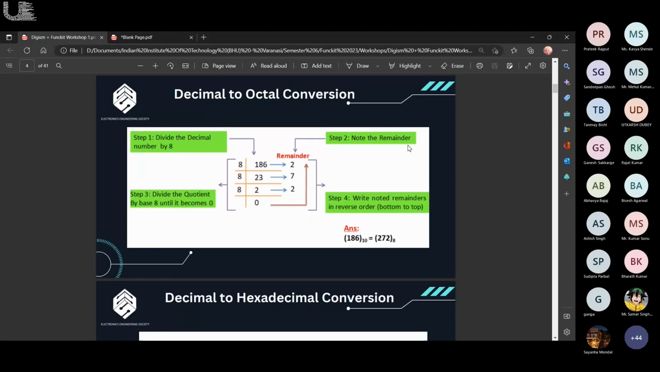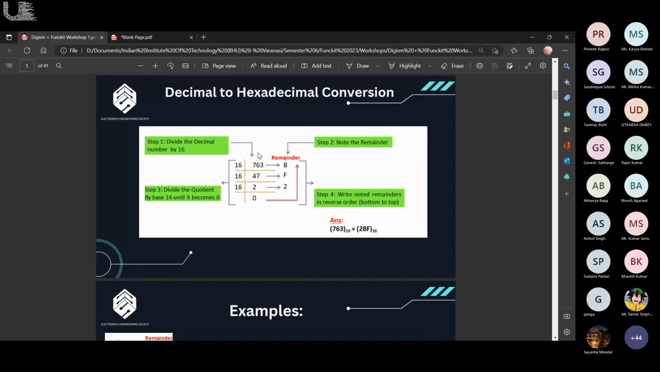Similarly, for octal numbers, we'll divide the decimal number by 8 and we'll club all the remainders together to form the equivalent octal number. Similarly, for hexadecimal, for example, if 763 is divided by 16, we get 11 as remainder, that is B. And similarly, we get 47 as quotient, and we continue the process till we get 0, and we write all the remainders together. That is the equivalent hexadecimal number.